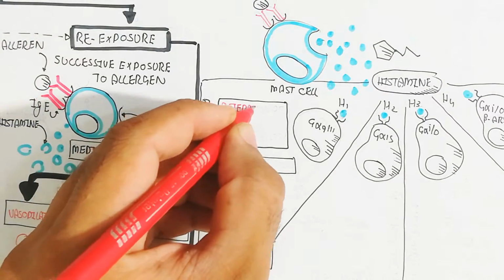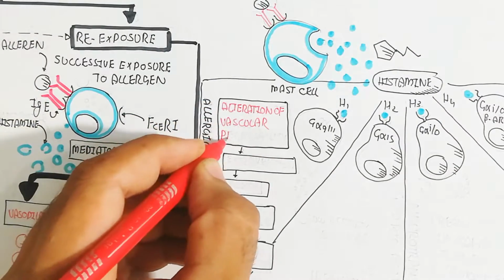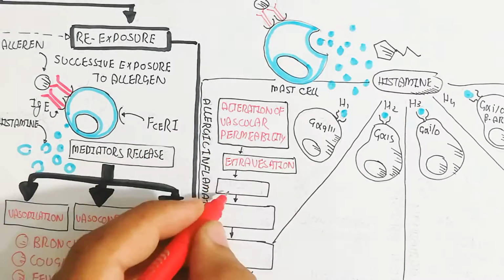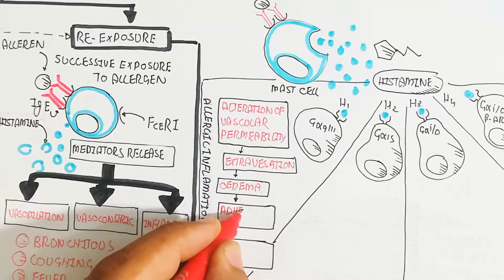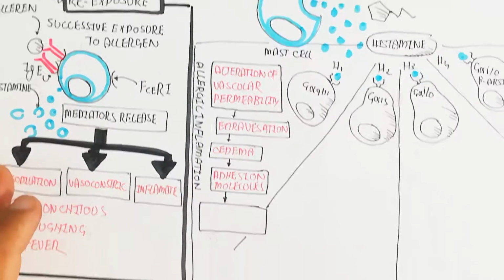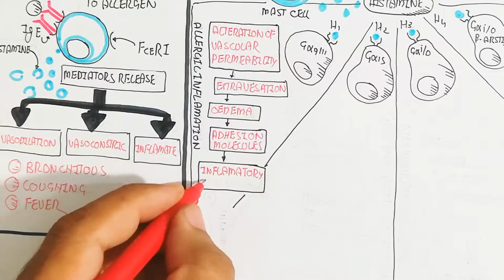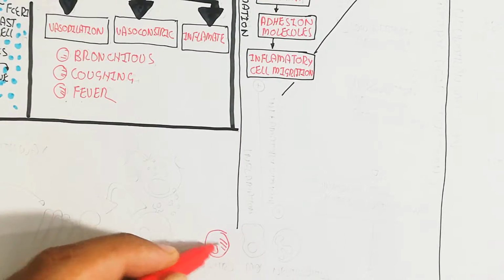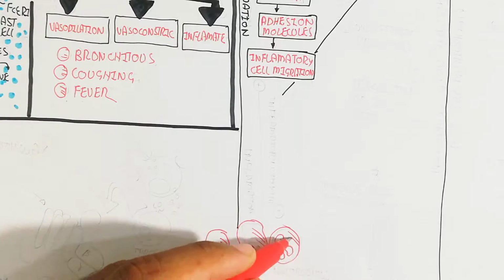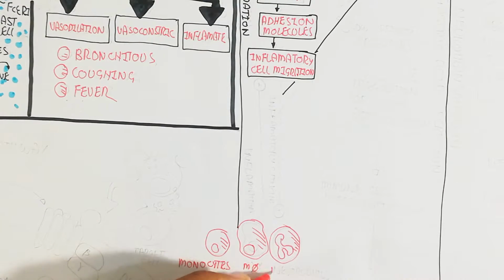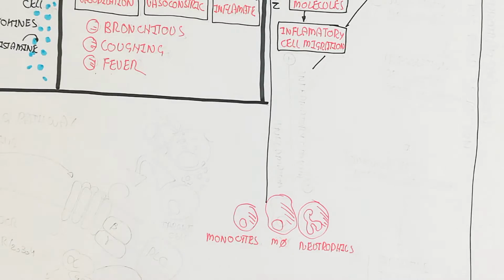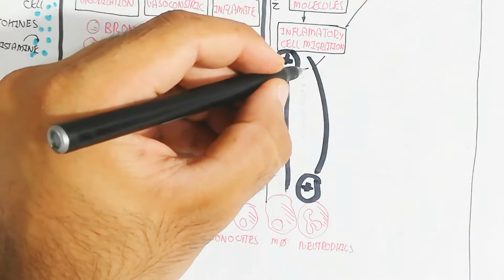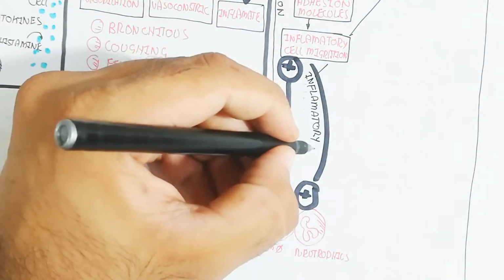Allergic inflammation is the alteration of vascular permeability and extravasation leading to edema, and after this edema, adhesion molecules stimulate inflammatory cell migration and recruitment through the production of inflammatory cytokines, which recruit monocytes, macrophages and neutrophils, leading to increased inflammation again and again. So this is the allergic inflammation due to the H1 receptor.